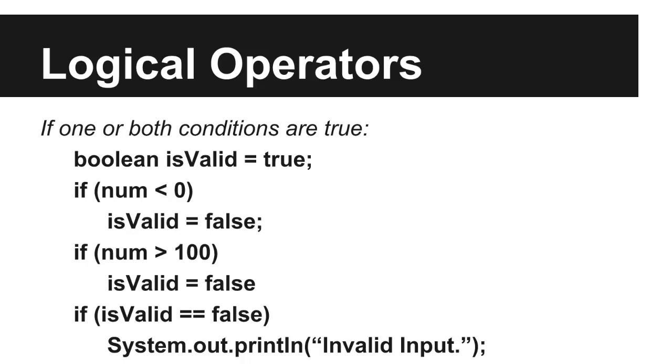Alternatively, if we wanted to check to see if one or both conditions are true, what we might do is create a Boolean. This is using the Boolean flags technique that we talked about before. Check to see if our number is less than 0. If it is, we set our validity to false. Then check to see if our number is greater than 100. If it is, we set our validity to false. And then if our validity Boolean is false, we output invalid input. And there are a couple of different ways that we can roll with this. This is just one of many.